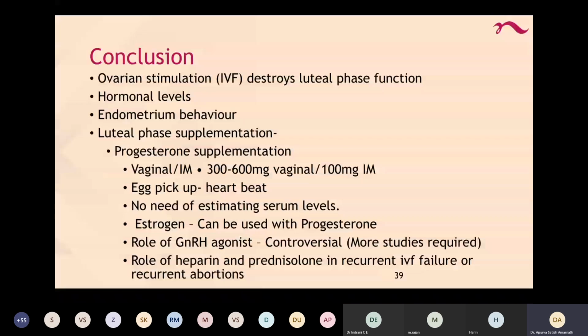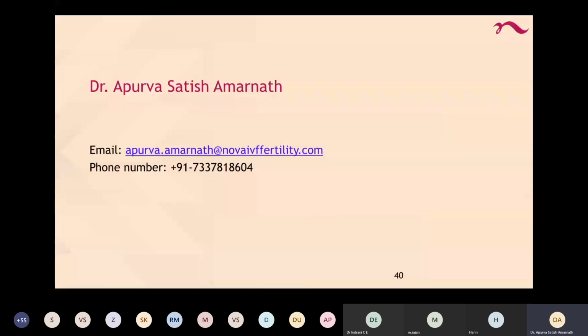These are the two topics in terms of monitoring of an IVF cycle and the luteal support. Luteal support is still a highly controversial topic.